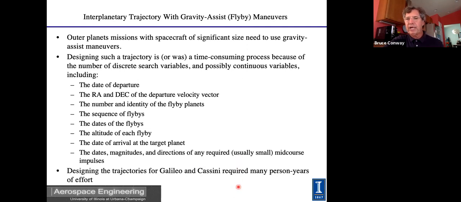Designing trajectories for Galileo and Cassini was a many person year effort. I know a lot of the people who worked on it, and it was a big problem, aided of course by their experience as orbital mechanicians. They were able to rule out a lot of possibilities because they just don't make any sense.